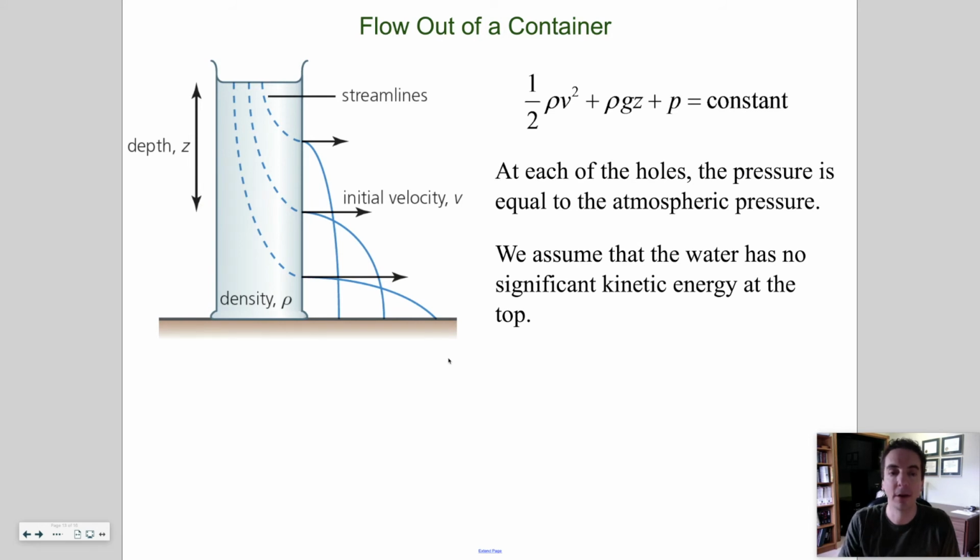Flow out of a container. Here's another quick example from your textbook as well. You've got, let's say, a graduated cylinder with 3 holes drilled into it, and you've got water streaming out. At each of the holes, the pressure is equal to the atmospheric pressure right here. However, the lower you go inside the fluid, as we learned before, the greater the pressure exerted by the fluid.